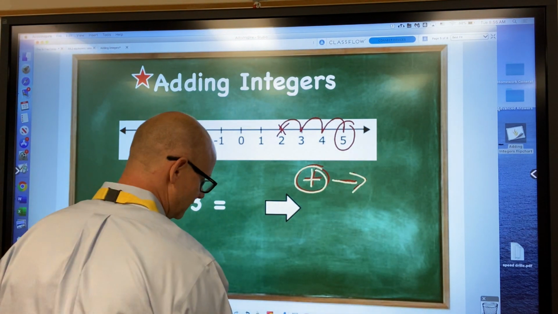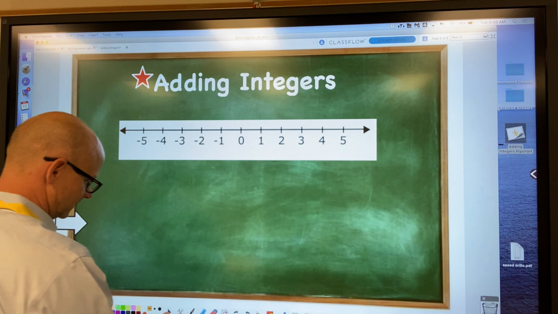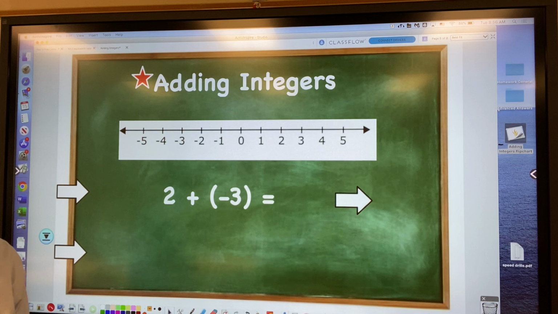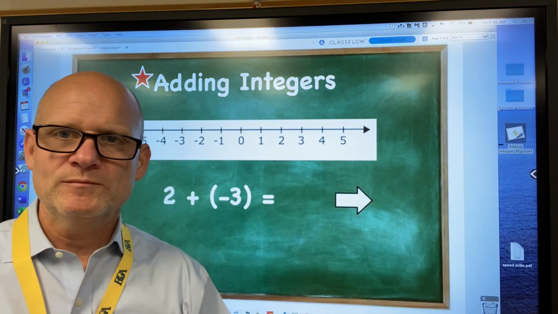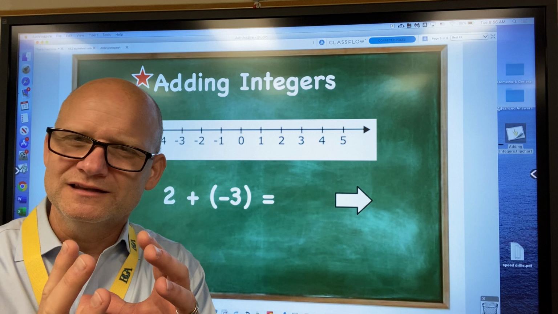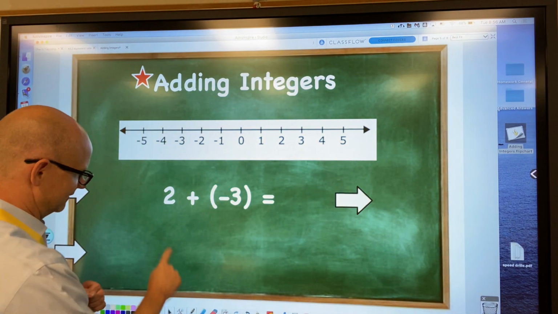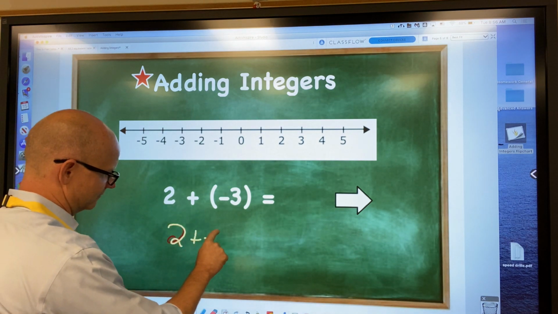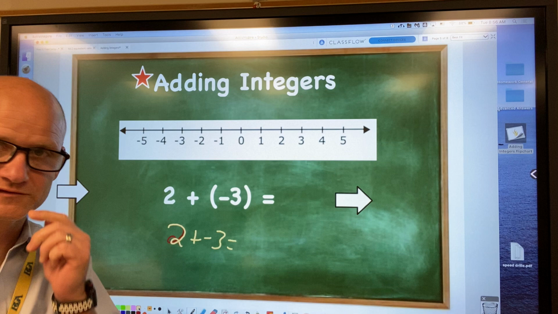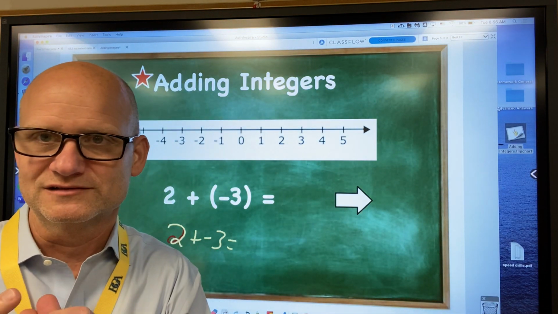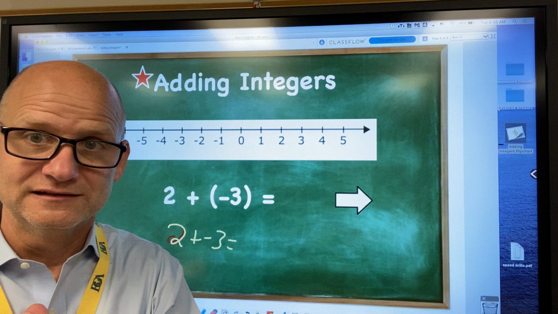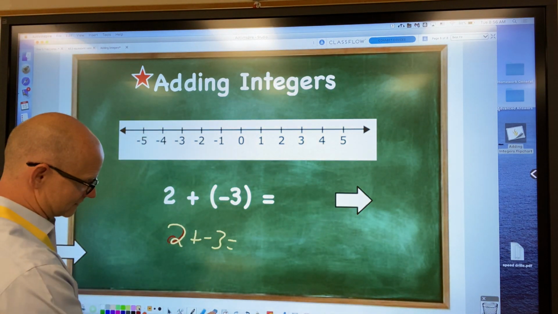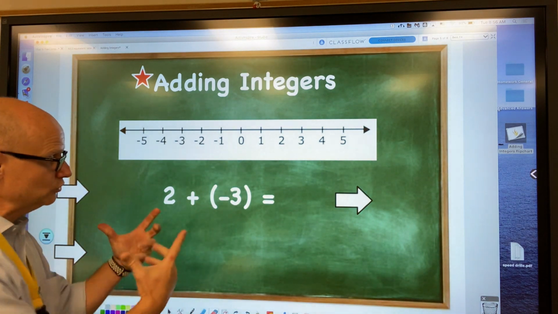But let's look at this one though. This problem says 2 plus negative 3. Now, we put the parentheses there so it's obvious that the number is negative, because it would look odd if I wrote it like this, 2 plus negative 3. That looks strange, right? Because you've got the addition operation right next to the negative sign. That looks weird. So they put it in parentheses just to make it more clear. But you have 2 plus negative 3.